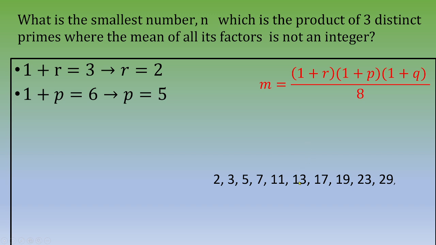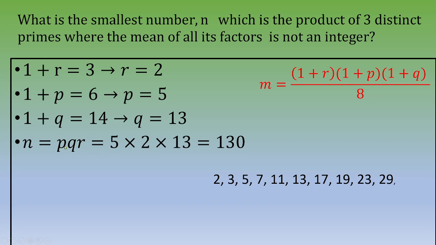So next one is 13. So 13, 1 plus 13, this is 14. 14, this is 2 times 7. Like this, it's not possible to simplify by 8. So the value of q is 13. So the value of n, this is pqr, this is 5 times 2 times 13, this is 130.